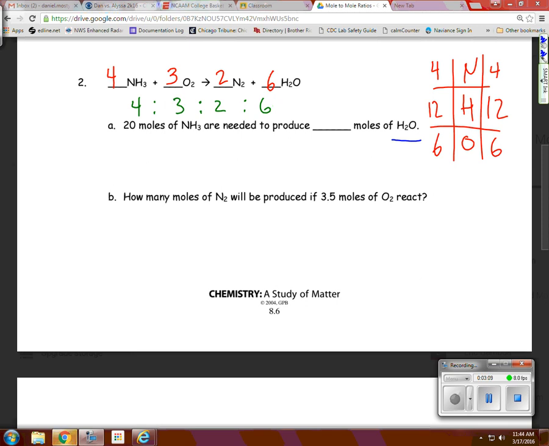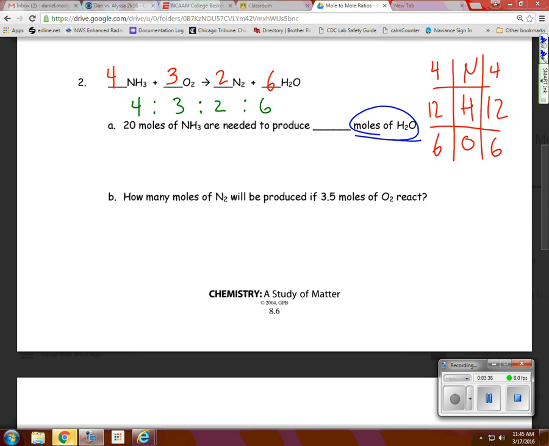So we have 20 moles of NH3, and we want to figure out how many moles of NH3 we need to produce blank moles of H2O. Basically what we're asking is how much water can we make? How many moles of water can we make with 20 moles of NH3? So let's start our problem. We're going to use the bridge method for this problem.